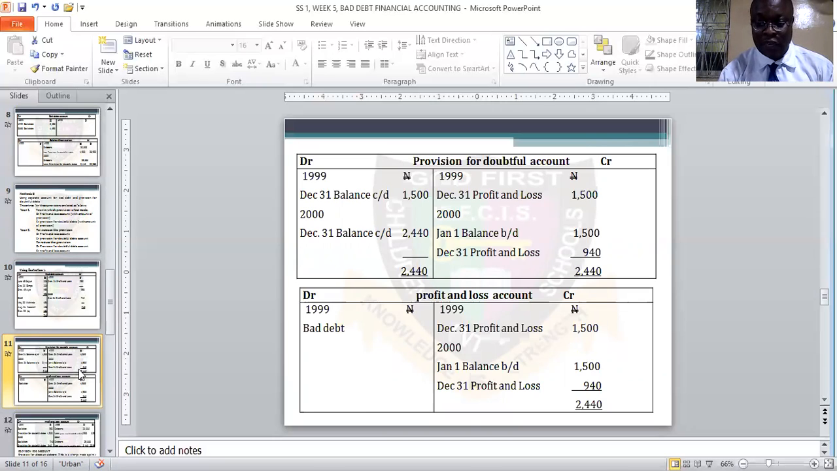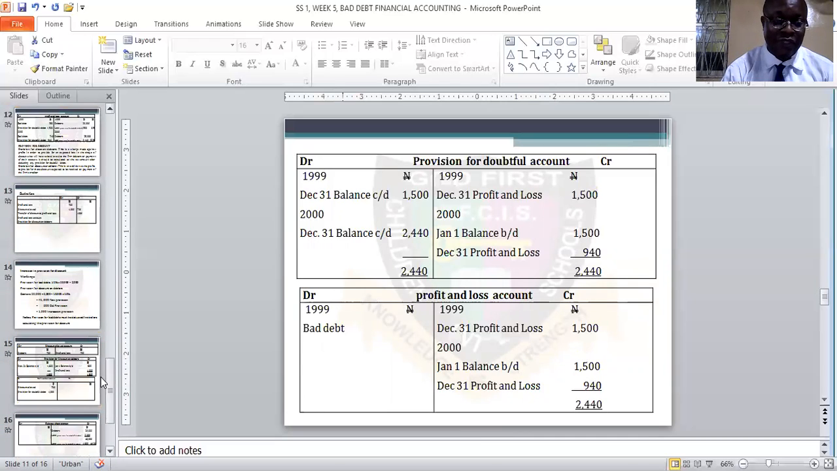Then let us look at the profit and loss account. In our profit and loss account, we have 1,500, as I told you the other time, and 915 naira. From that 1,500, why subtract 2,440 naira? There you are going to have 940 naira. So that is it. Let us look at the next one, which is our balance sheet extract. We are going to look at our balance sheet extract.